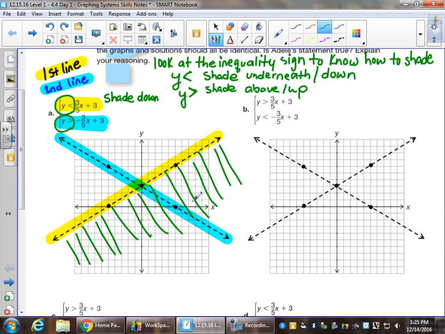If you, in general, have been doing a scribble for shading, starting today, it is really important you do what I'm doing, and you'll see why in a second, okay? So nice, clean, vertical lines, straight lines down. For the blue line, I see that it says y is greater than. Greater than means shade above or shade up. So I'm going to make a little note here, shade up. That means for this blue line, I'm shading up above.